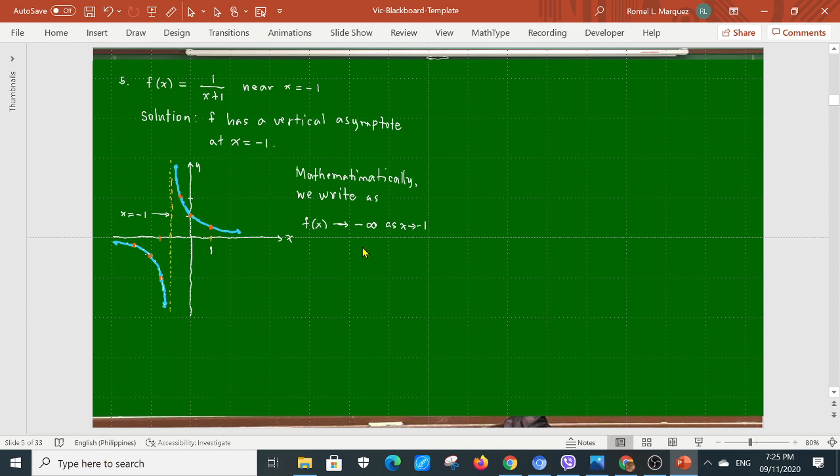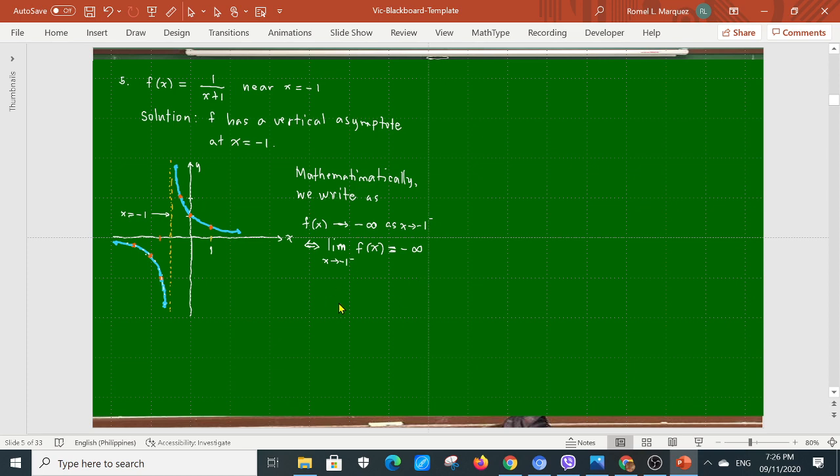It keeps on decreasing. Or, equivalently, how do we write equivalently? As x approaches negative 1 from the left, we write the limit as x approaches negative 1 from the left of f of x is equal to negative infinity. It's all right to write negative infinity, meaning the behavior is getting bigger and bigger negatively.